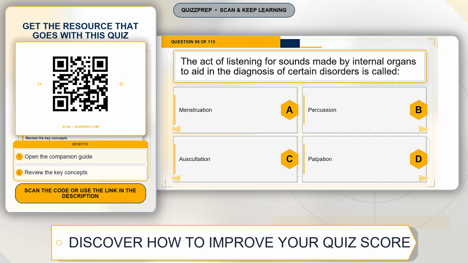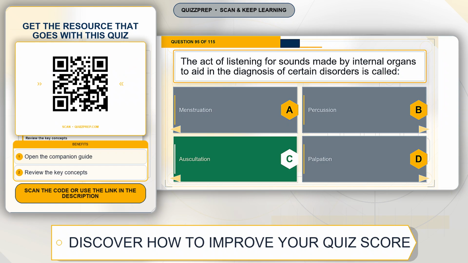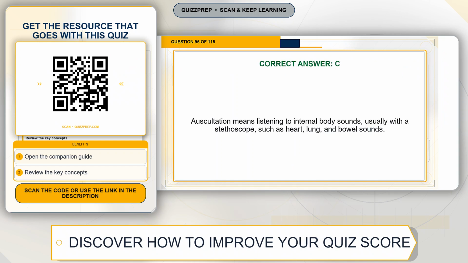Question 95. The act of listening for sounds made by internal organs to aid in the diagnosis of certain disorders is called: Option A, menstruation. Option B, percussion. Option C, auscultation. Option D, palpation. The correct answer is option C, auscultation. Explanation. Auscultation means listening to internal body sounds, usually with a stethoscope, such as heart, lung, and bowel sounds.